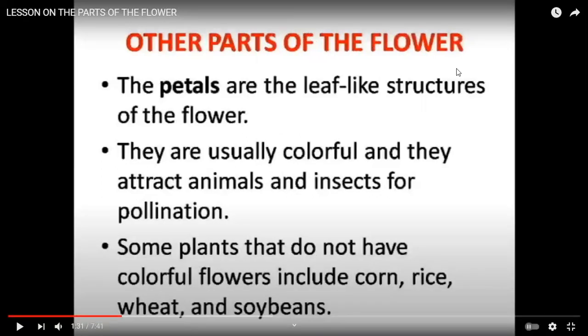Now, let's look at other parts of the flower. The petals are the leaf-like structures of the flower. They are usually colorful and they attract animals and insects for pollination. Some plants that do not have colorful flowers include corn, rice, wheat, and soybeans.